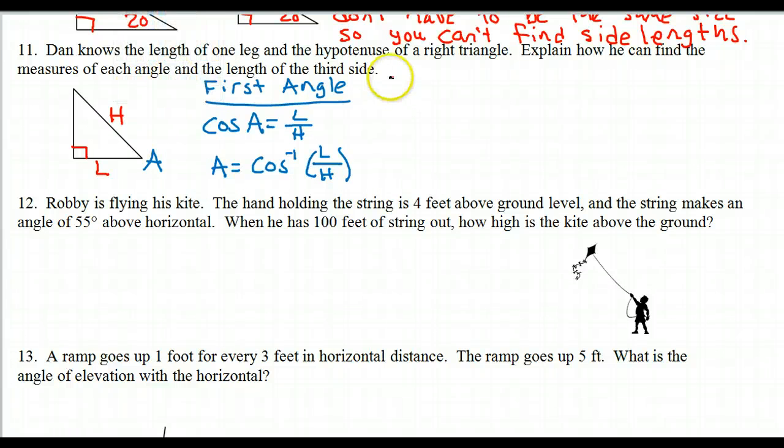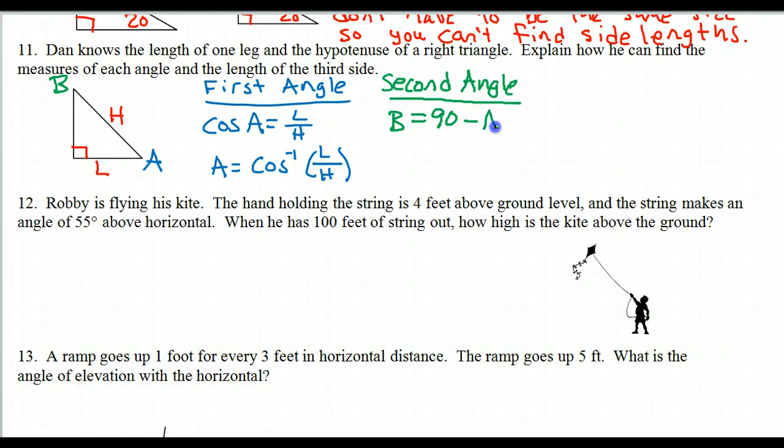The second angle, let's call that B. Well, he could find B because that would just be 90 minus A. Boom. Now, how could he find the other side, the third side?